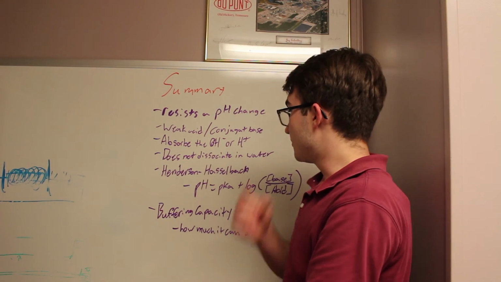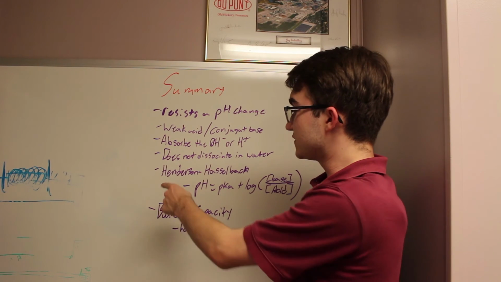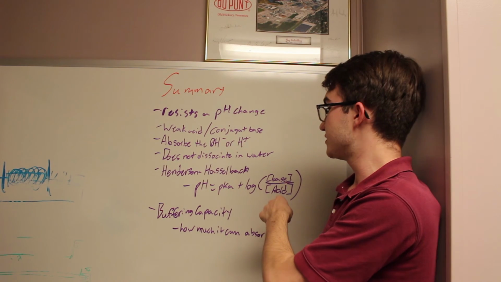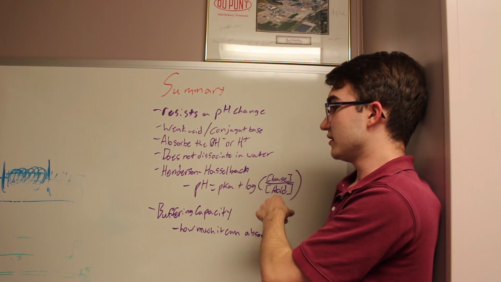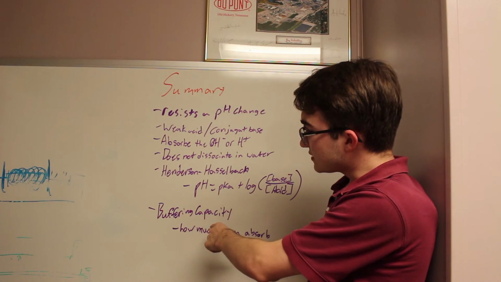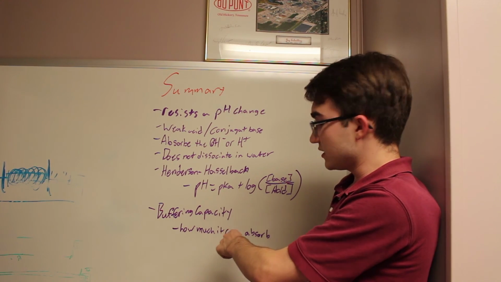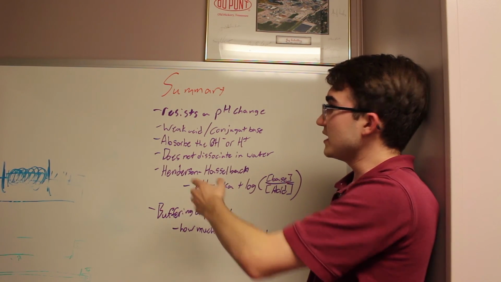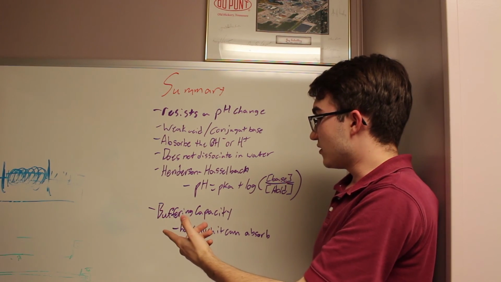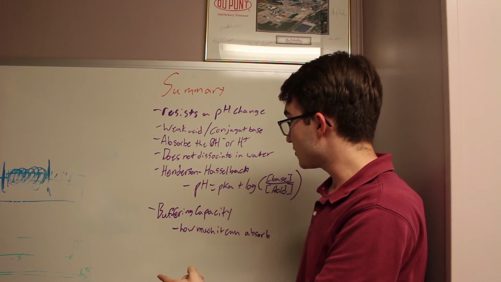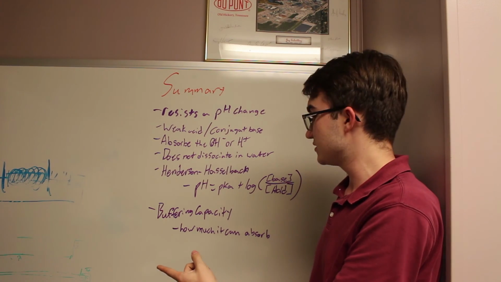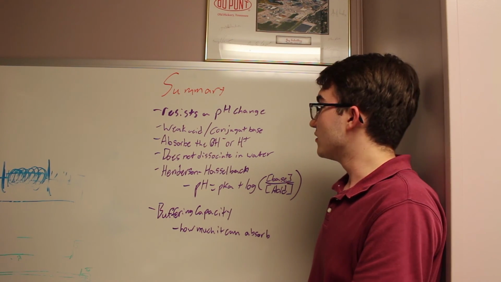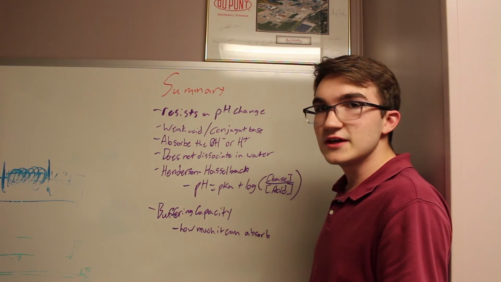To determine the pH of a buffer solution, we'll use the Henderson-Hasselbalch equation. pH equals pKa plus the log of the concentration of the base over the concentration of the acid. Pretty simple stuff. And then buffering capacity is how much OH minus or H plus a buffer solution can absorb to maintain its pH range. So the buffers in higher concentrations will absorb more and the ones in lower concentrations won't. But eventually, once enough is added, it will always change. So yeah, that's the basics on buffers.